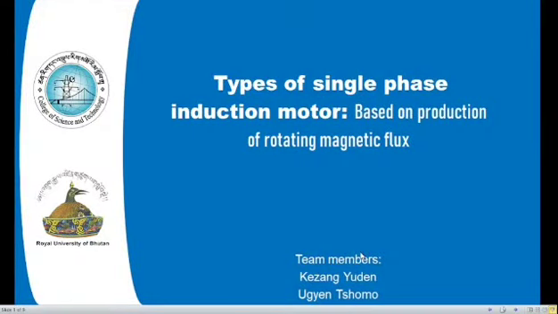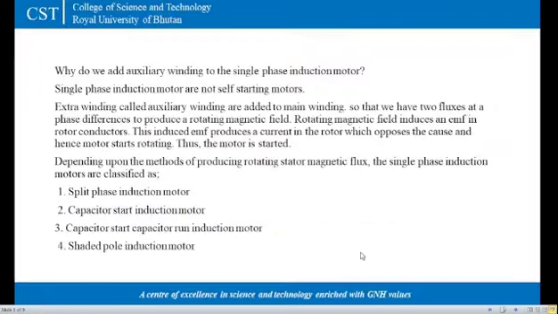Hello everyone, me and my friend are going to explain the different types of single-phase induction motor based on the production of rotating magnetic flux. Basically, there are four types of single-phase induction motor based on the different methods of production of rotating magnetic flux. They are split-phase induction motor, capacitor start induction motor, capacitor start capacitor run induction motor, and shaded pole induction motor.